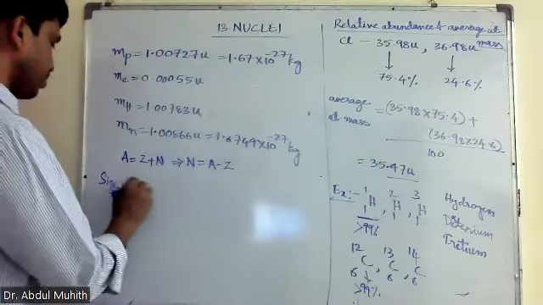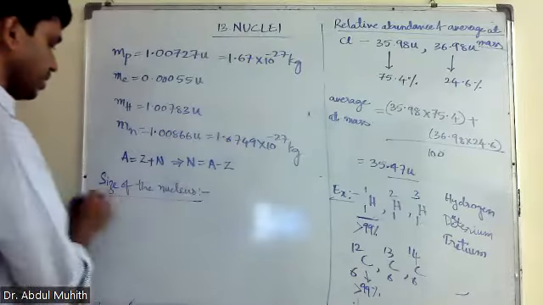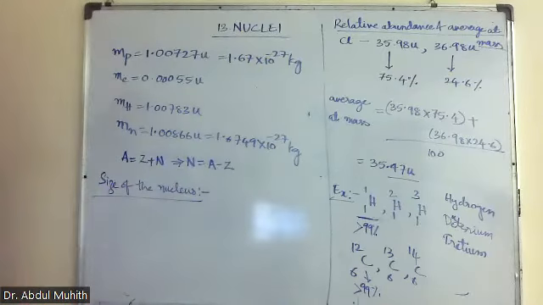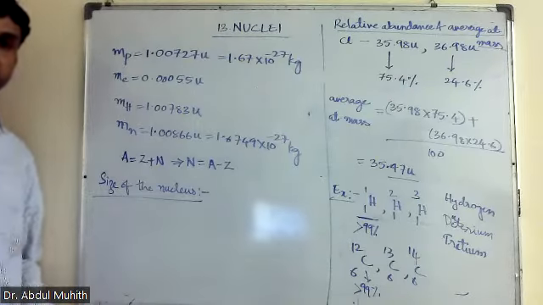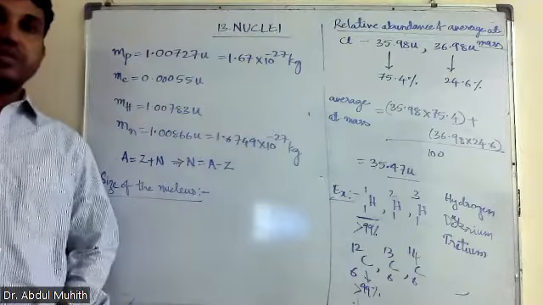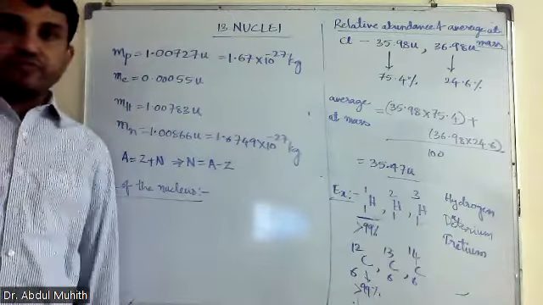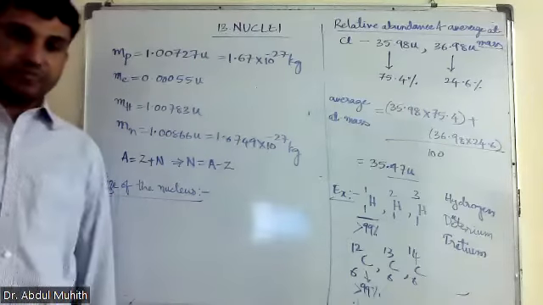Next one, size of the nucleus. How did they find out the size of the nucleus? You know, the alpha scattering experiment. Where did we study this? Can anyone say? Rutherford alpha scattering, gold foil.